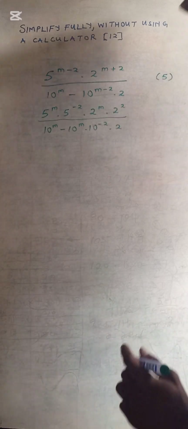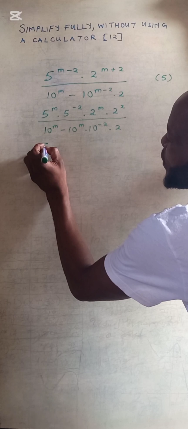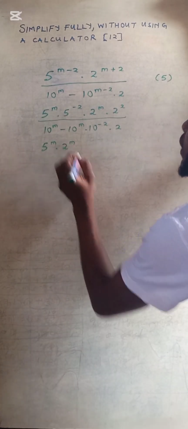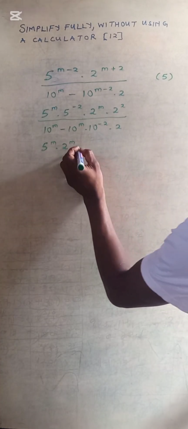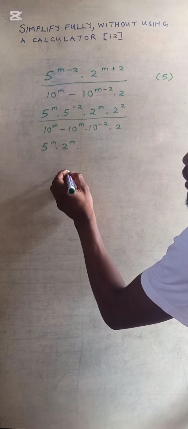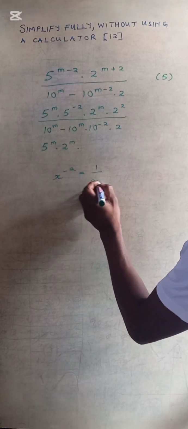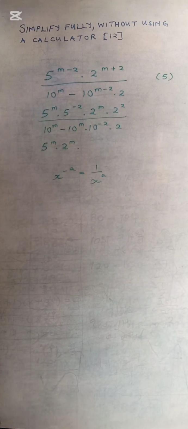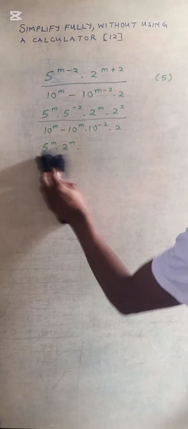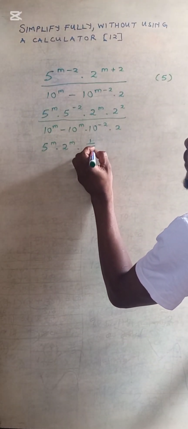Okay, let's simplify. Up there is no common factor. Let us group the like terms. We have 5 to the exponent m multiplied by 2 to the exponent m, right? And then here, I hope you know that x to the exponent a, if we want to write it in terms of a positive exponent, is the same as 1 over x to the exponent a, right?